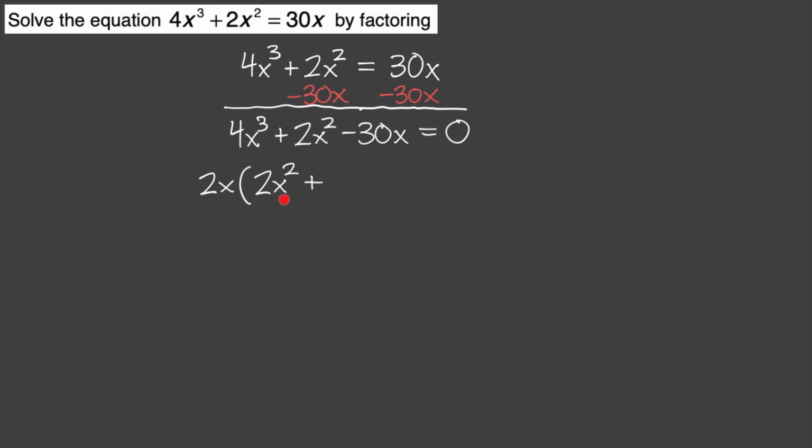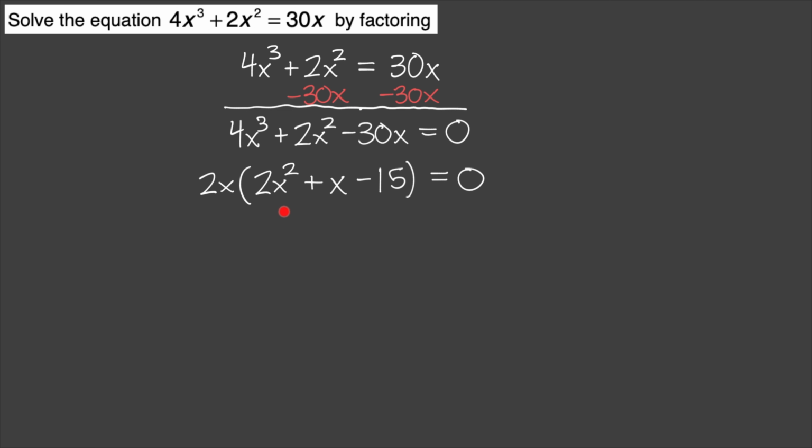Now what's left in the second term? Well, we took out a 2x, and there's 2x squared, so there's just 1x left over. And in the third term, we took out a 2x, so there's just a 15 left over, because 2 times 15 will give us 30. All right. So here's what we have. We have a trinomial here. So let's go ahead and try to factor this guy.